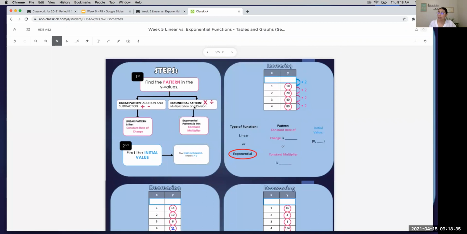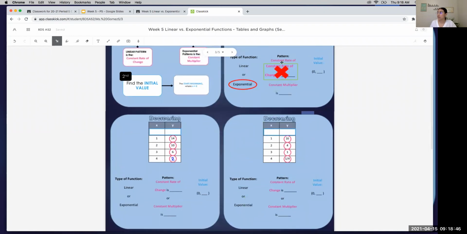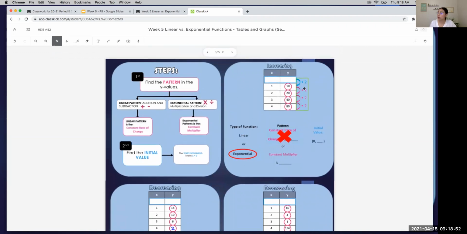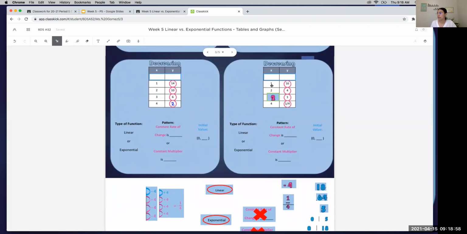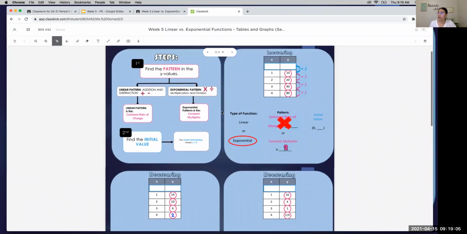We're on the exponential side, which means we have a constant multiplier. So I don't want to see the answer here for the pattern. I want you to just remember, X that out. We don't have a rate of change. I have a constant multiplier. What is that constant multiplier? Our pattern multiplied by 2. So I should look for a 2 here. There it is. And there's my constant multiplier, 2.